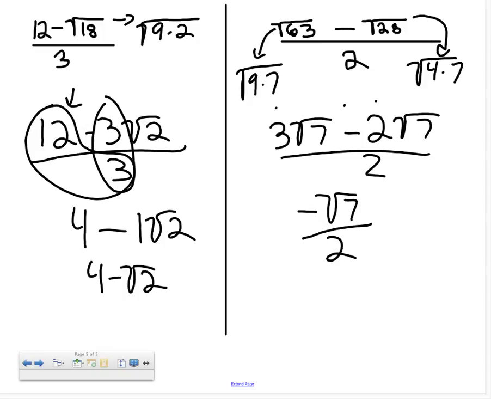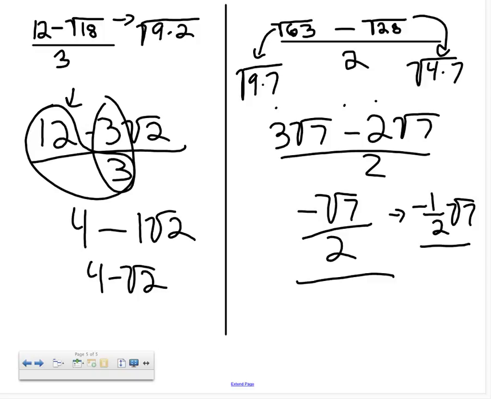Some people will leave their answer like that, which is fine. Other people will write it like this: negative 1 over 2 root 7. Again, treating the root 7 like a variable, like negative 1/2 x, negative 1/2 root 7. That's a perfectly legitimate way of writing it. So either of these would be okay. They're both correct statements, just different ways of writing it.